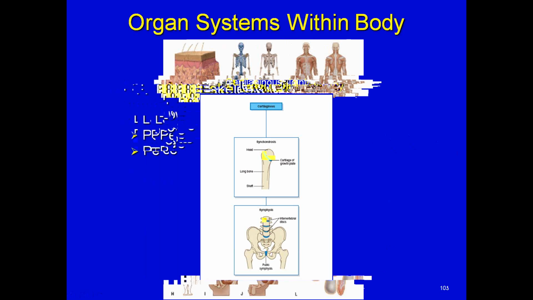Cartilaginous joints include the pubis symphysis, certainly the intervertebral discs between each of the vertebrae, as well as the growth plate on the end of the long bones. Synovial joints include joints where you have synovial fluid that help lubricate the joint and allow it to move freely. Certainly your shoulder girdle is an example of a synovial joint, as well as your knee.